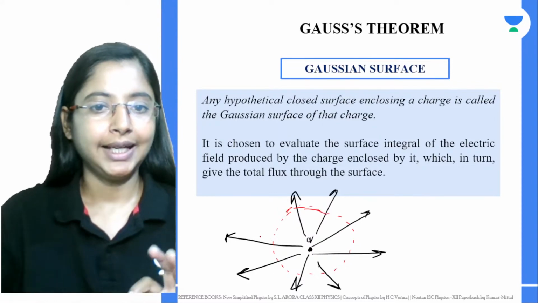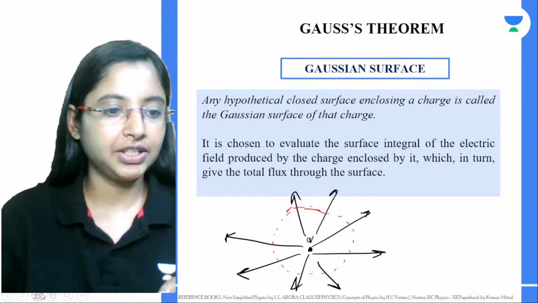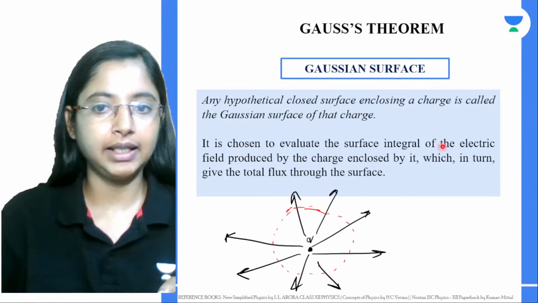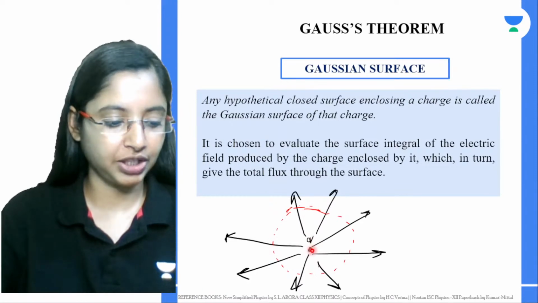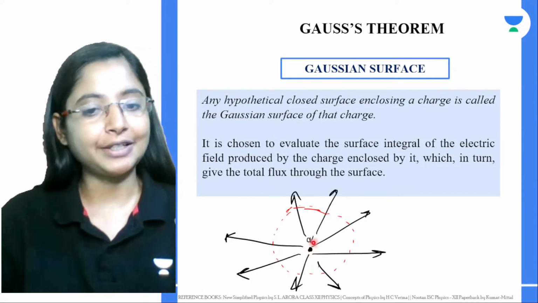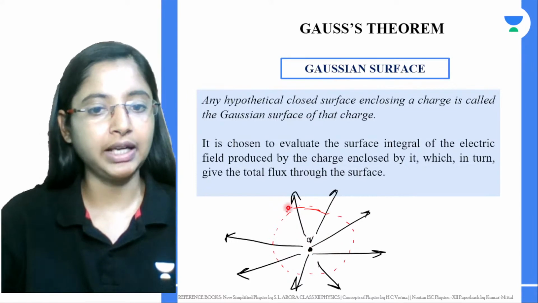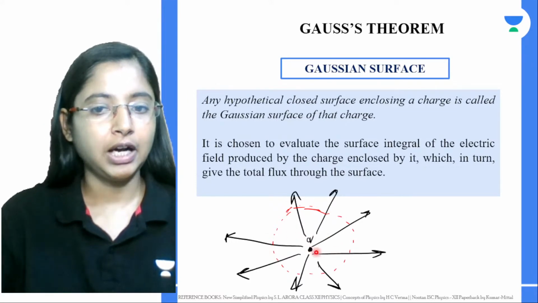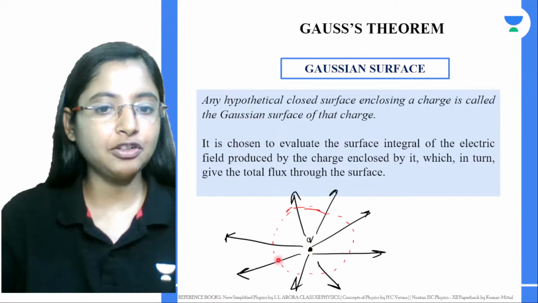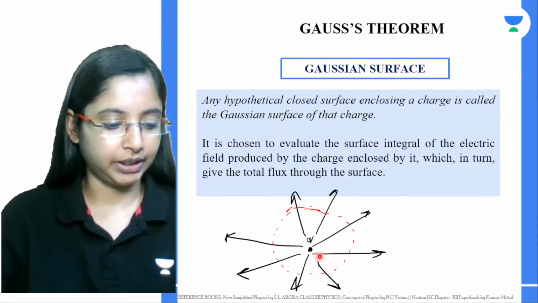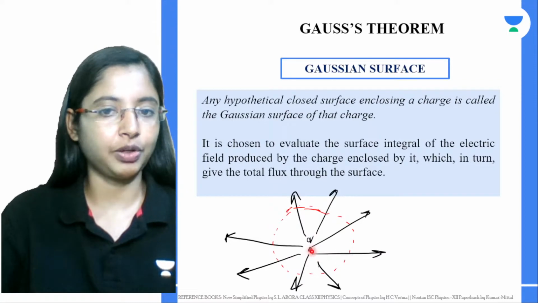Now this surface will evaluate how many electric field lines are produced by the charge enclosed by the surface. Inside the surface, how many charges are there? We have just taken one charge. If there are multiple charges, however many are there inside this particular sphere, because of these charges, how many electric flux lines are produced?